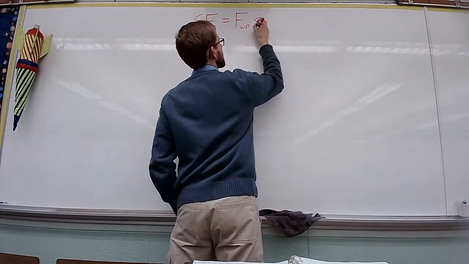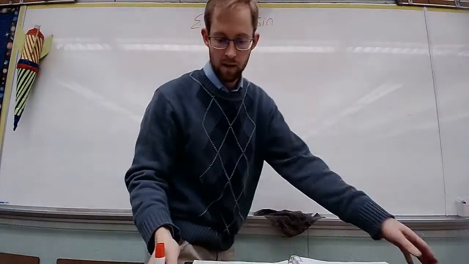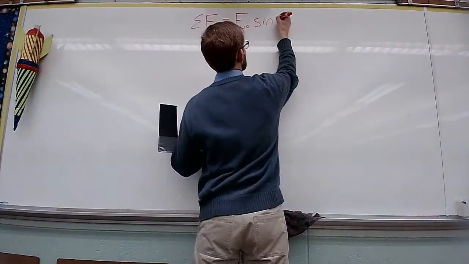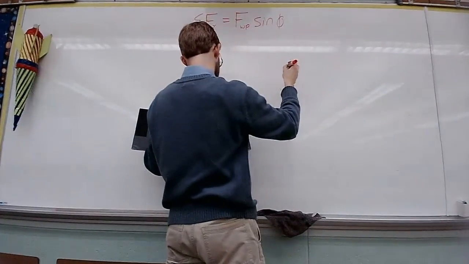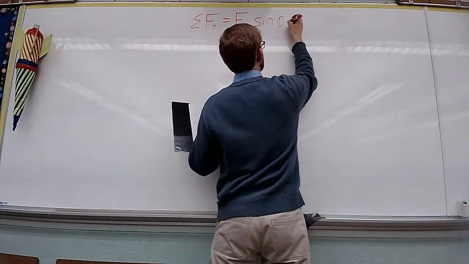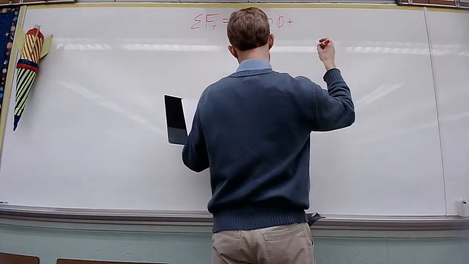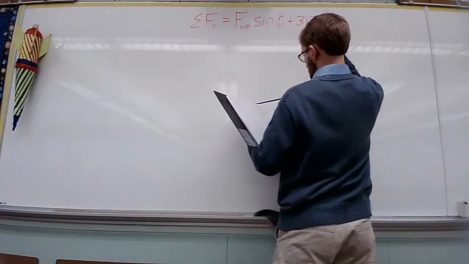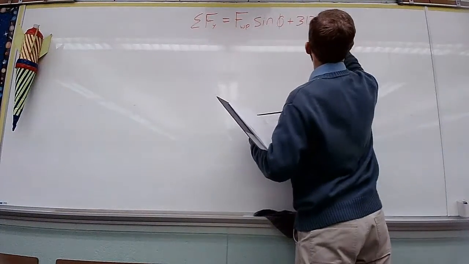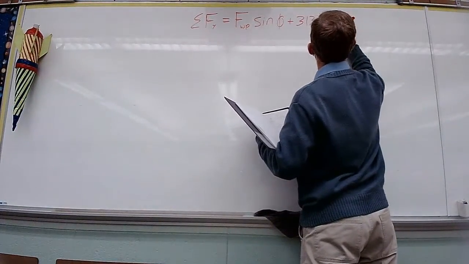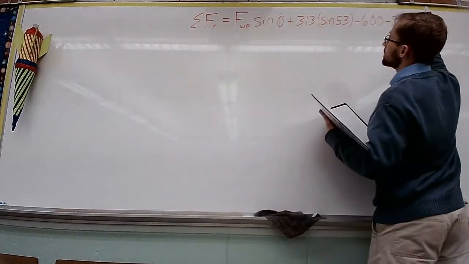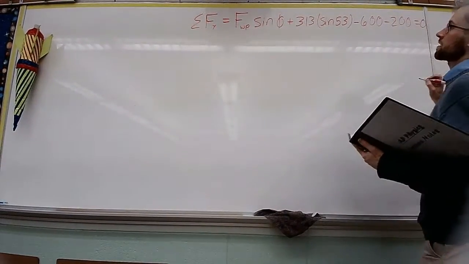times the sine of, is that 53 then? No. Nope, we don't have that. FWP times the sine of our angle plus, yep, tension force, which is 313, sine 53, minus 600 minus 200. Awesome. So that's the y direction.